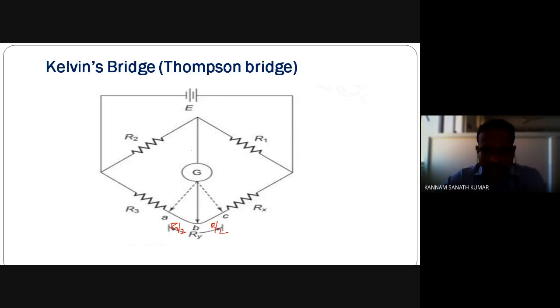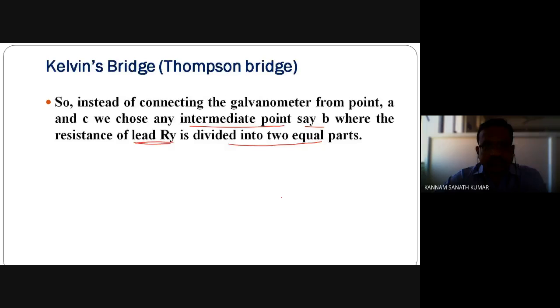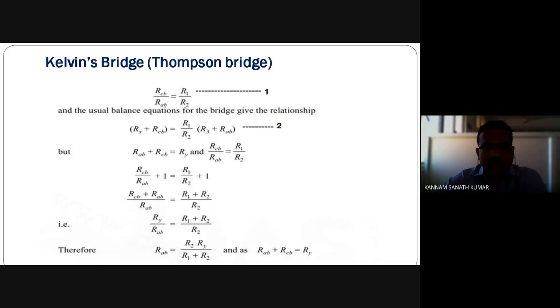That means you are getting the current across the galvanometer as 0. When your galvanometer current is 0, you get this relation, that means RAB by RBC equals R1 by R2. So see this, RCB by RAB equals R1 by R2. This is the usual balance equation for the bridge.